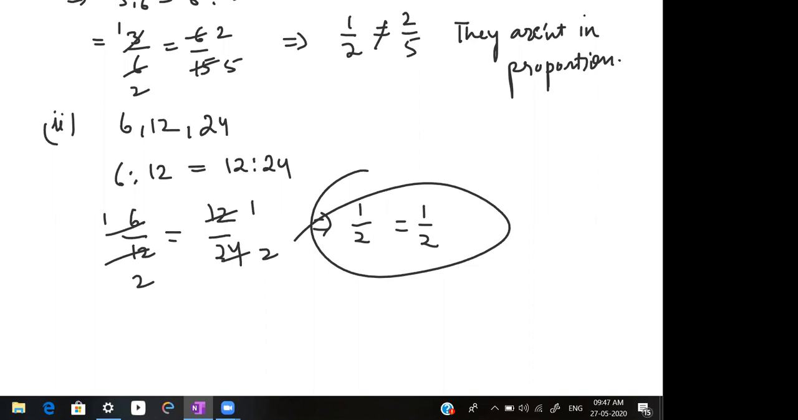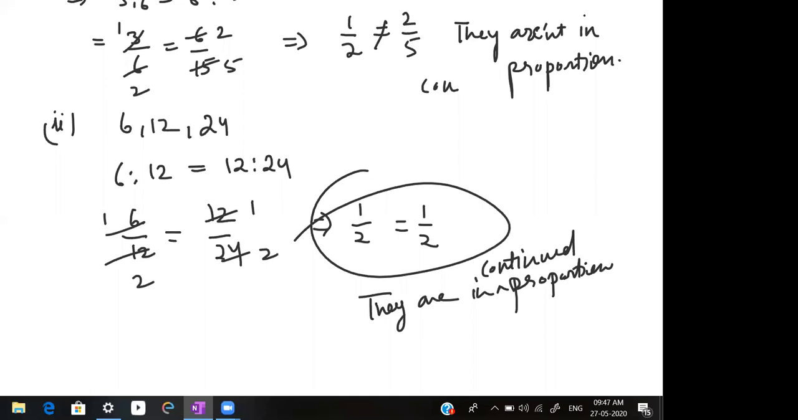We have got the same fraction on both sides. It means they are in proportion. Not only in proportion, but in continued proportion. Okay, here also write continued. Is it clear or not? I want each and everyone to understand this very well.